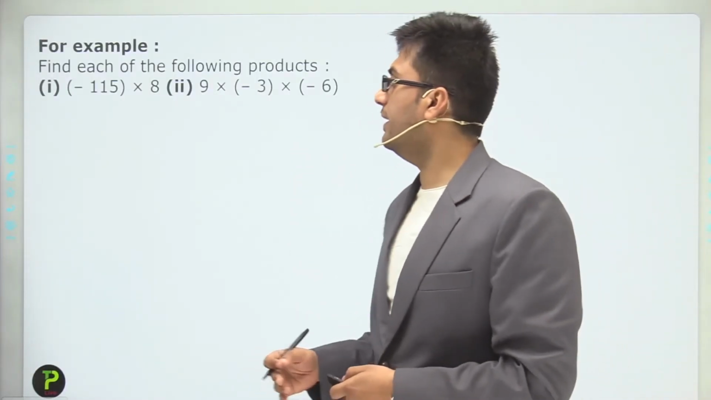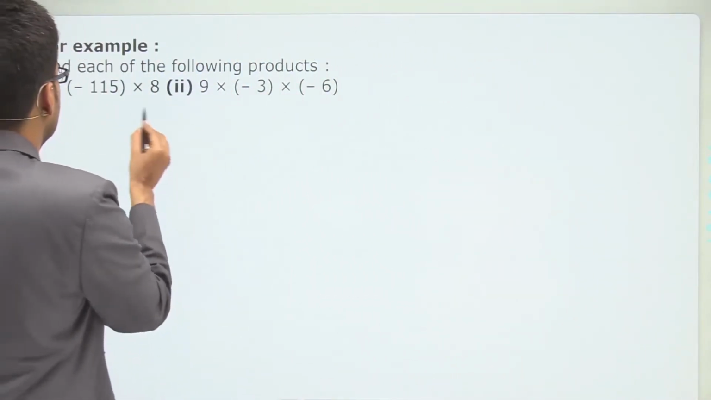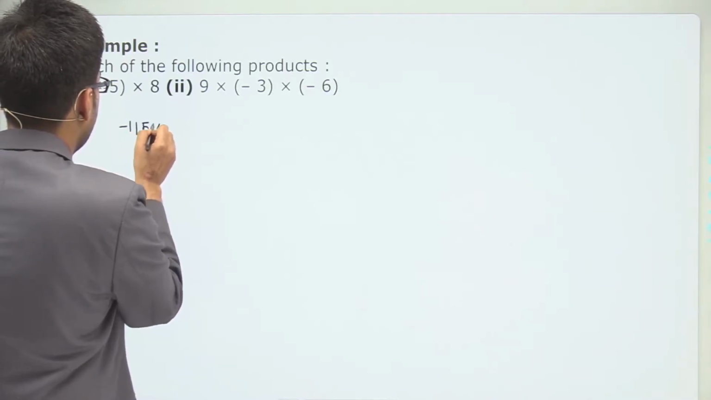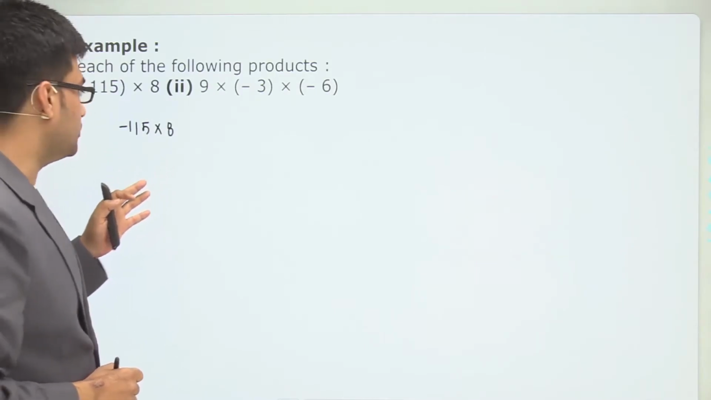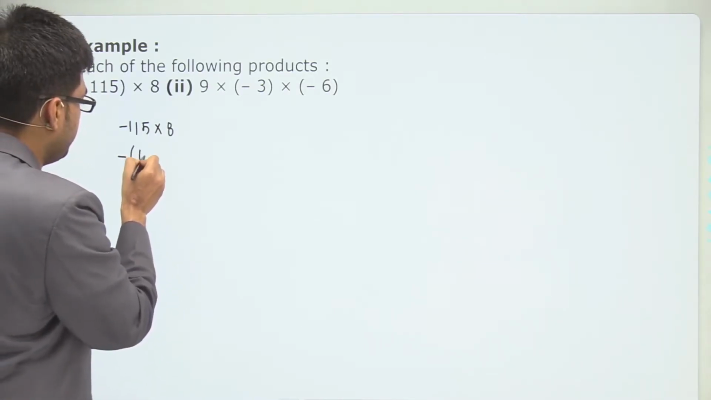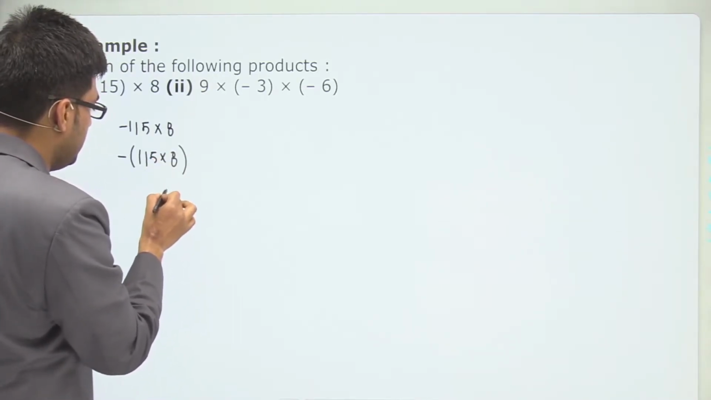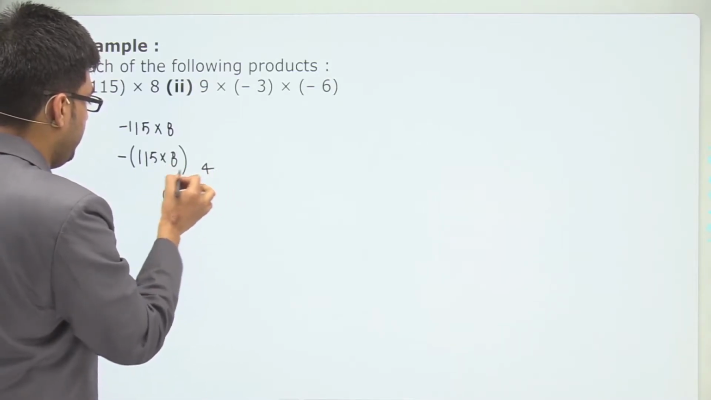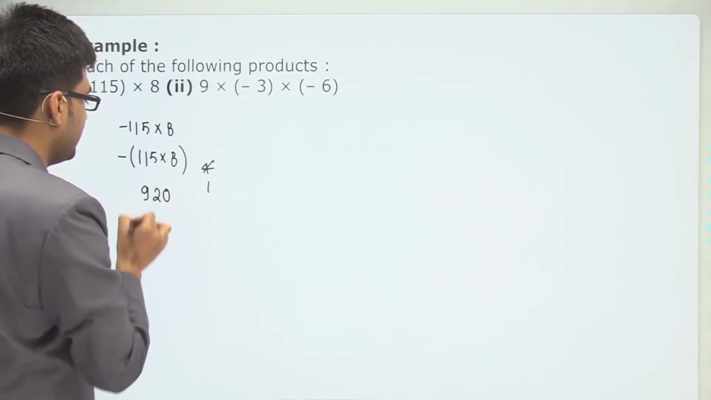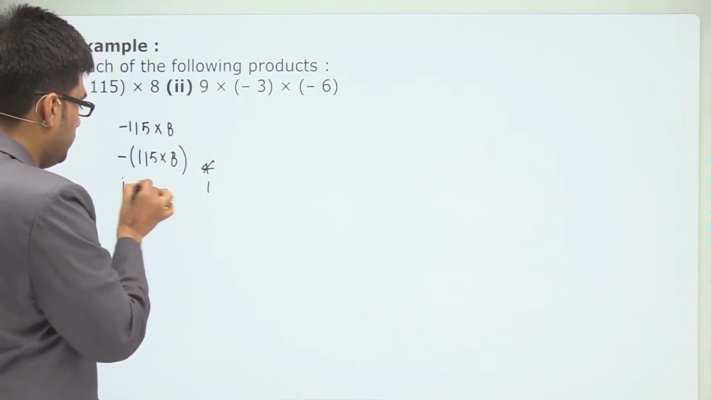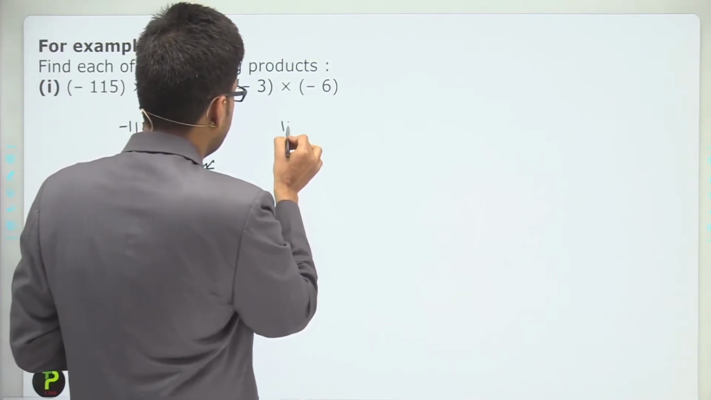For example, find each of the following products. We have to find the product of these two. So minus 115 multiplied by 8. So students, here one number is negative and the other is positive. So we can write it as minus of 115 multiplied by 8. So this is equal to what? It is 0 carry 4, 8 plus 4 is 12, 2 carry 1, 8 plus 1 is 9. So that is equal to minus 920. Clear? Now let's move to the next.